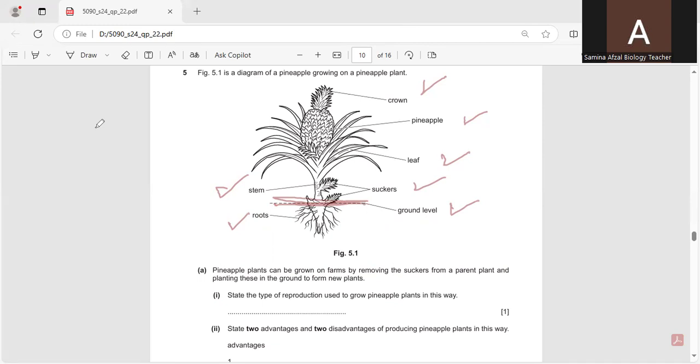So pineapple plants can be grown on farms by removing the suckers from a parent plant and planting these in the ground to form new plants. State the type of reproduction used to grow pineapple plants in this way. So this method, when we separate the suckers from the parent plant and then we will grow them into the soil, there will be the growth of new plant. So this method is called asexual reproduction.